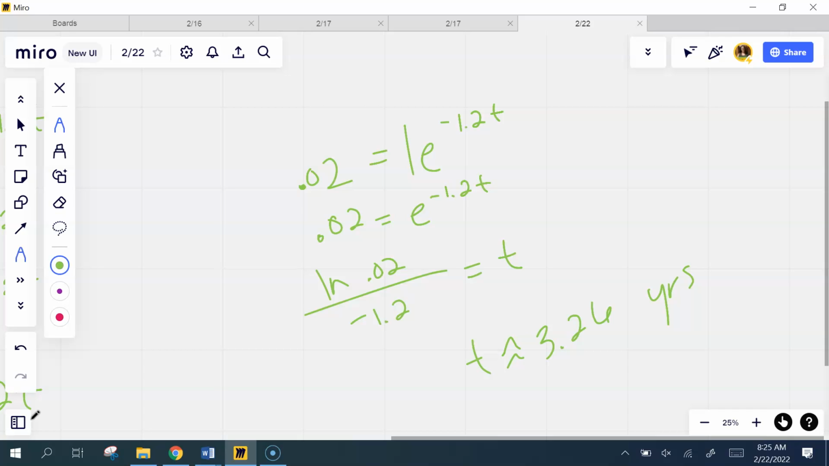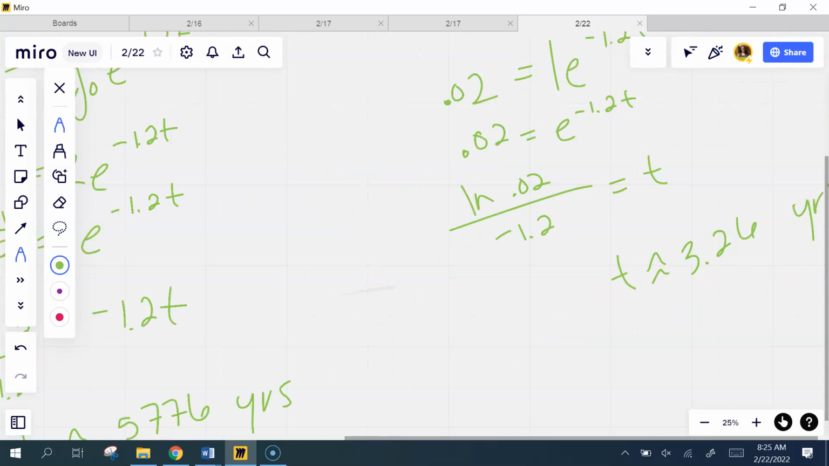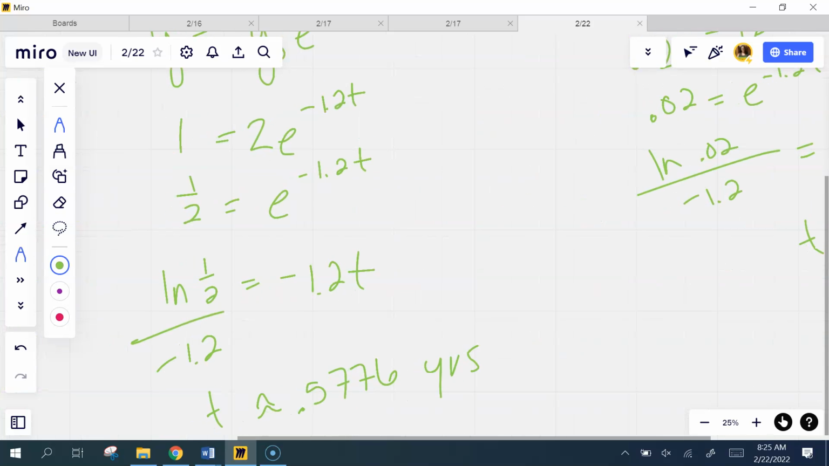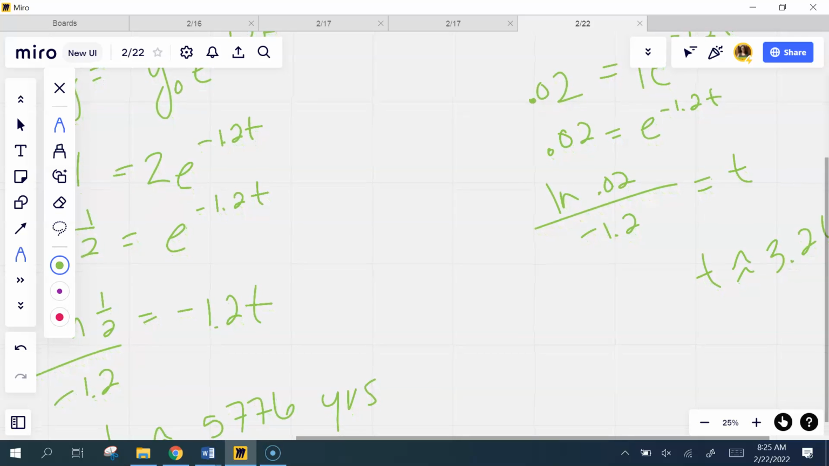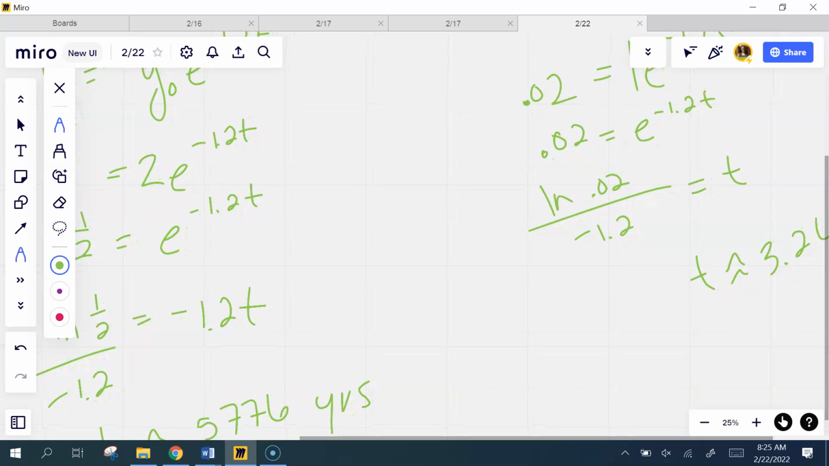Was your setup the same way? Did you do the same thing to solve it? Yeah, you used the half-life equation. I just used my algebra 2 now. Anything else?